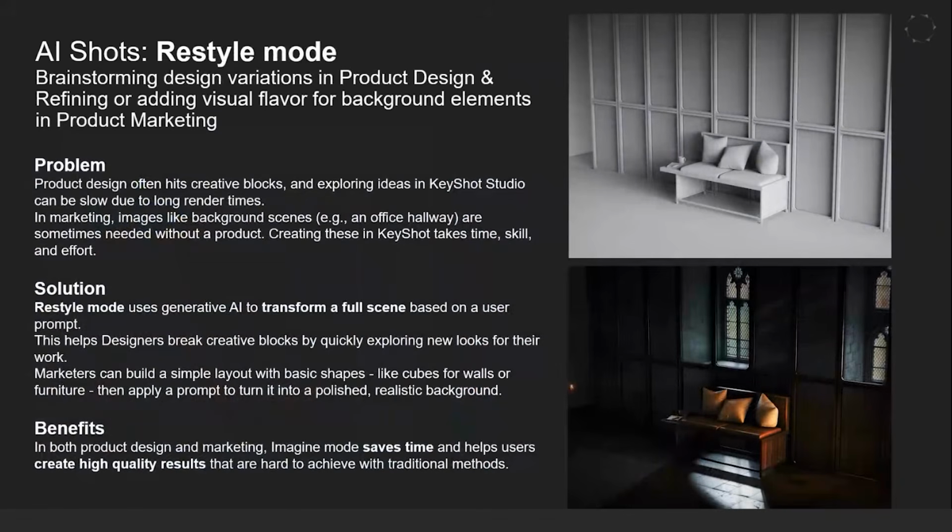Now, the second mode is Restyle mode. This focuses on everything that exists within the boundaries of my geometry. So specifically, material creation. Again, a classic KeyShot image on the top right-hand corner, just a clay interior. I've simply used the text prompt, "restyle this as a Gothic church interior." And this is what I get.